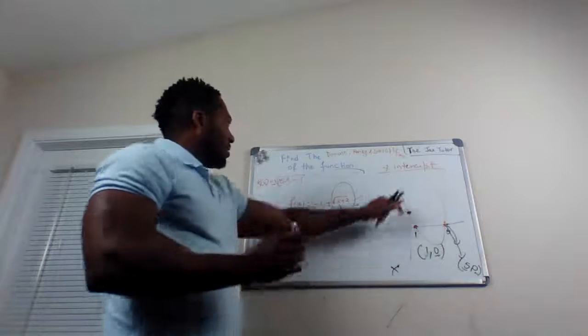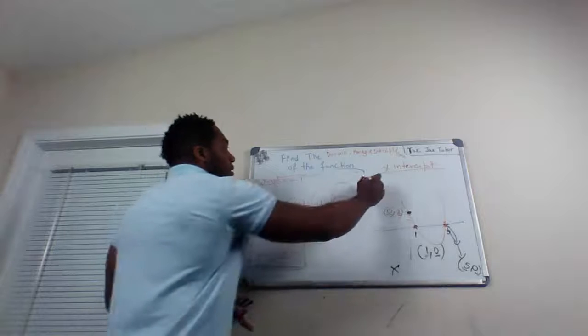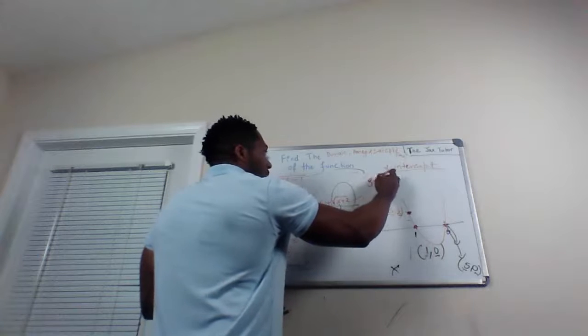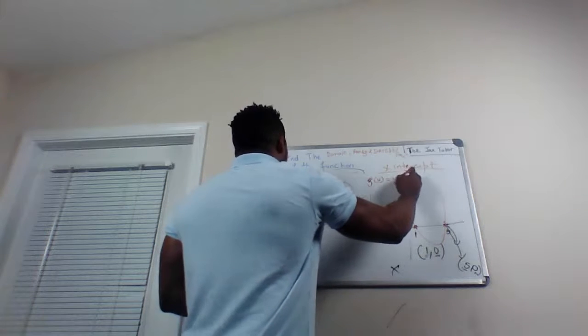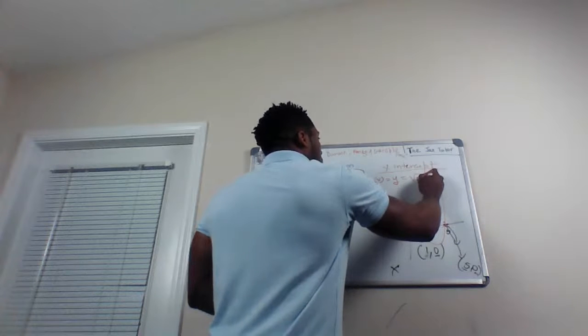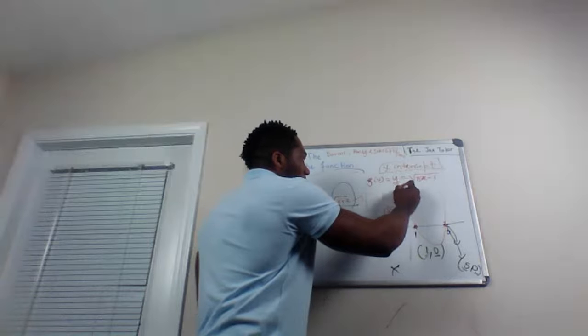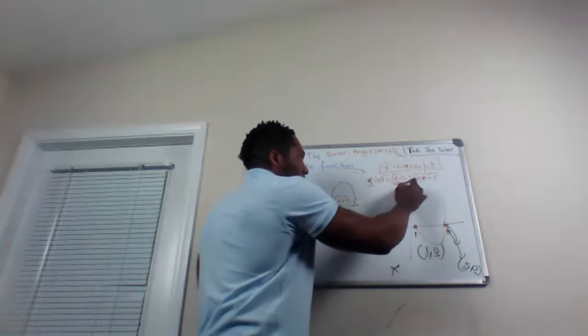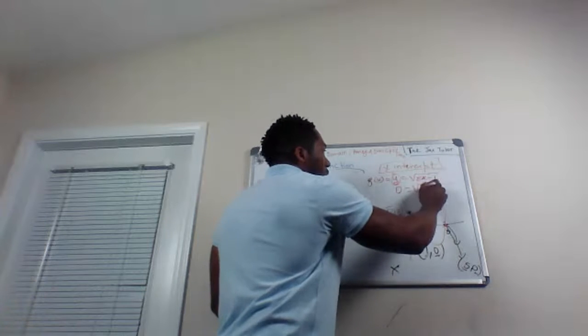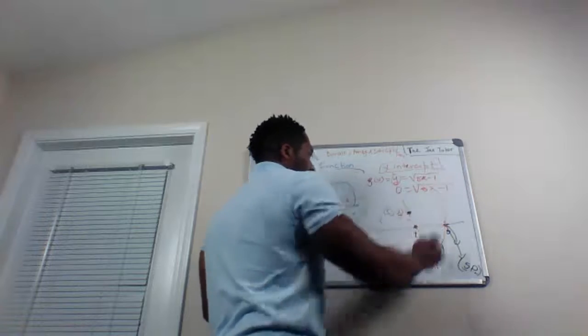So now I'm finding the x-intercept. That means I'm setting y equal to 0. G of x, which is the same thing as saying y, is equal to square root of 8x minus 1. How do I solve for this? When I'm finding the x-intercept, I'm going to set y equal to 0. So that means this y right here is going to turn into a 0. This is going to be the square root of 8x minus 1. If you find this before me, let me know.